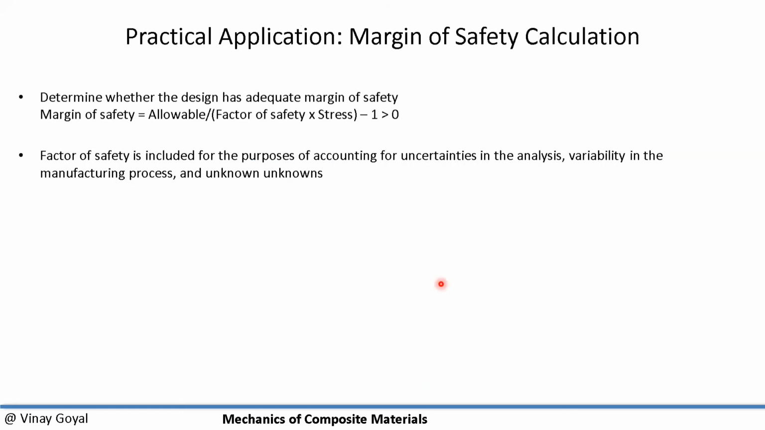You may then have to use the allowable calculation, the factor of safety, and the stress from the finite element model or hand calculation to calculate the margin of safety. And what all this is saying is if your allowable is greater than the factor of safety times the stress from the model, you're good to go. The factor of safety is included for the purposes of accounting for build-to-build variability, uncertainty in the analysis, manufacturing process variability, and unknowns.